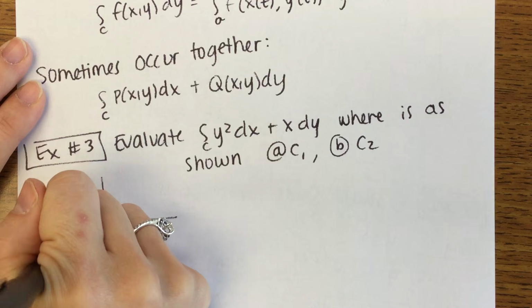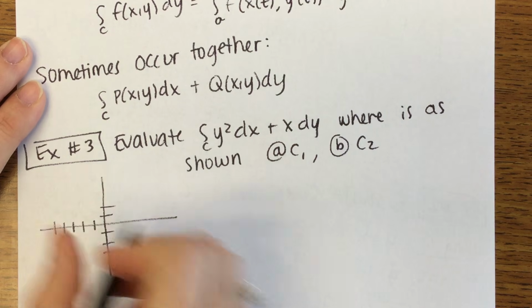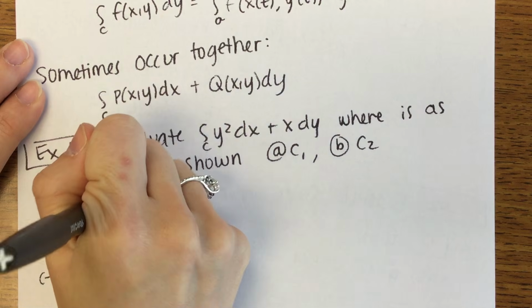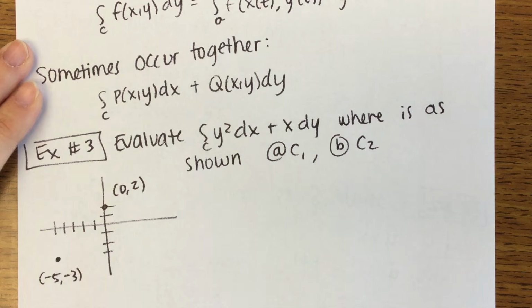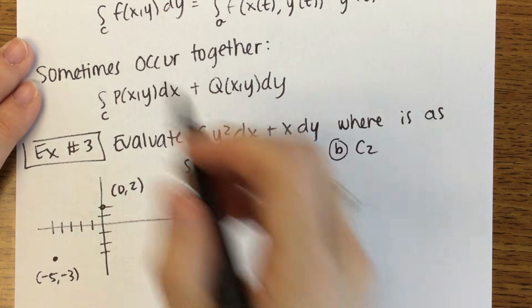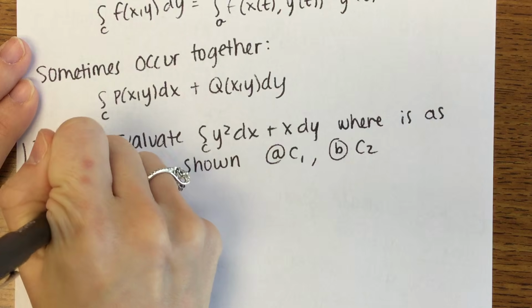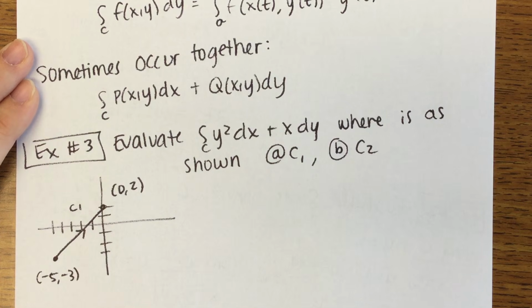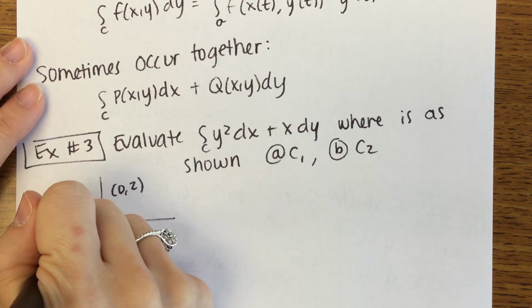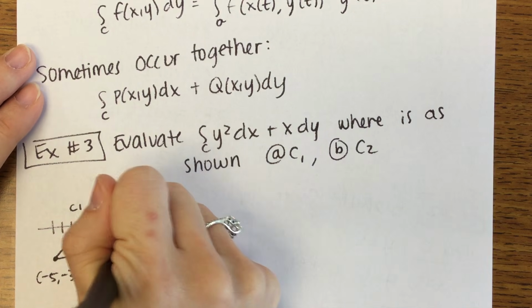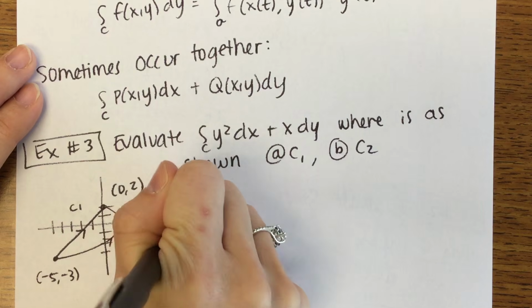Okay, so we're going to have this point (-5, -3). And we're going to have this point (0, 2). Curve 1 goes from (-5, -3) to (0, 2) in just a line segment. Curve 2 is also going to go from (-5, -3) to (0, 2), but this time it's a curve, the equation of which is x equals 4 minus y squared.